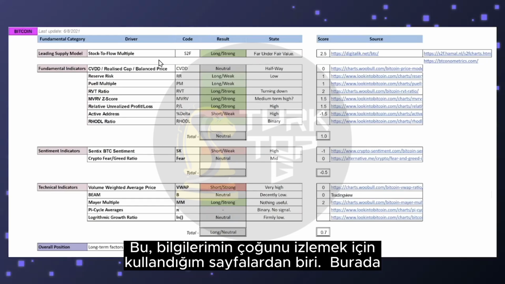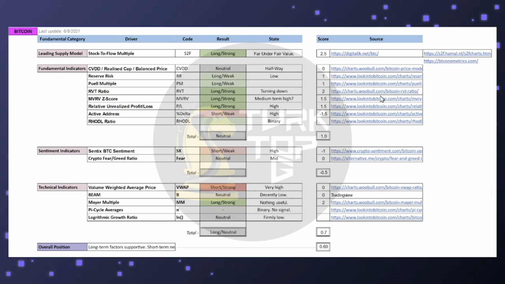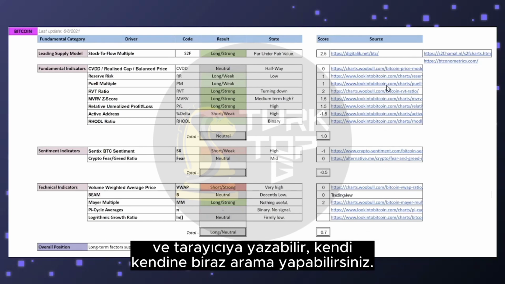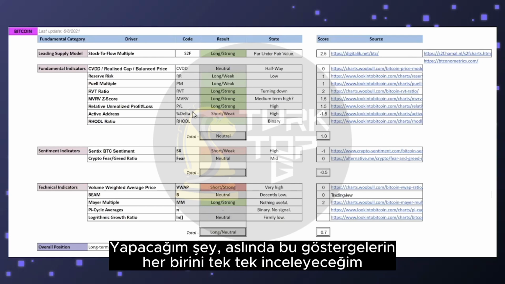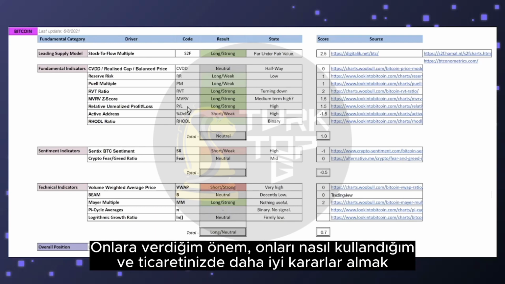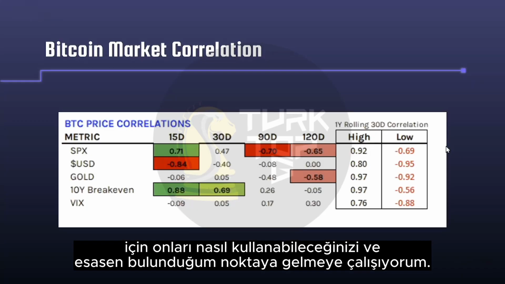Now, this is one of the sheets that I use to track a lot of my information. You can see over here some of the websites that I use for my data points, that's all open right there. You can just copy and paste that into your browser, or type it into your browser, and do some searching yourself. I'm going to be going through every single one of these indicators and describing to you where it sits within my trading philosophy, the importance I place on them, how I use them, and how you can use them as well to make better decisions with your trading and essentially try and get to the point that I am at.